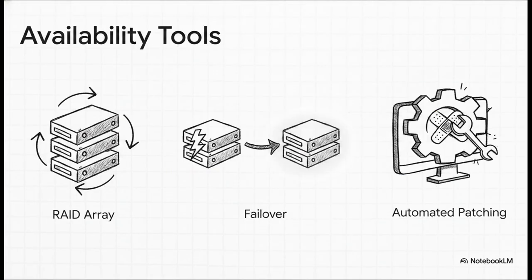To ensure authorized users have constant connection, you'll be configuring RAID arrays. This is essentially linking multiple hard drives together so a single drive failure doesn't wipe out our data. You'll also deploy failover solutions like Pacemaker and Corosync to seamlessly switch to backup systems during an outage. And, crucially, you'll schedule automated patch management. That closes up known security holes without relying on users to actually click Update.